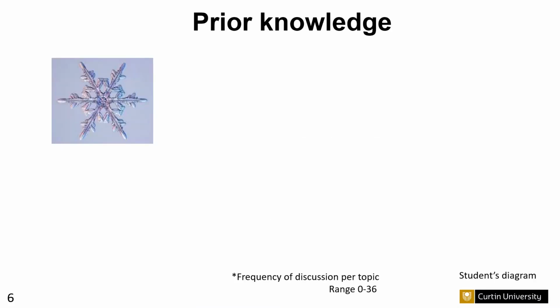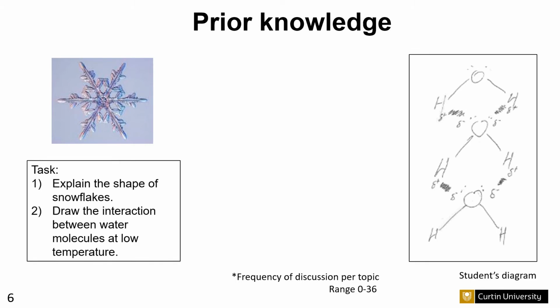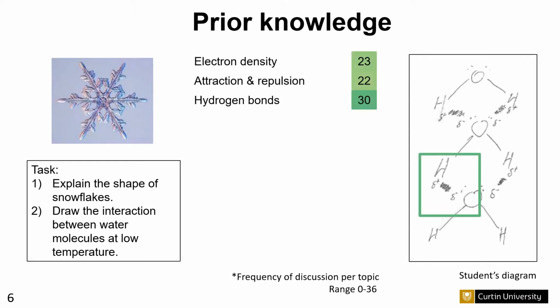Okay, so here we have a picture of snowflakes. To assess students' prior knowledge, we ask students to explain what caused the shape of snowflakes and ask them to draw the interaction of water molecules at a low temperature. Here on the right side, I have an example of a student's diagram. They explain the interaction between two water molecules pretty well. Here I mark it in green: concepts like electron density, attraction and repulsion between hydrogen and oxygen, and they represent the hydrogen bond between two of them pretty well.